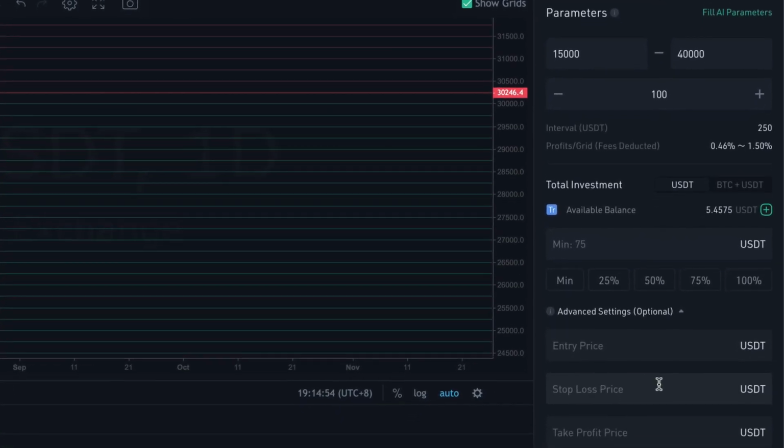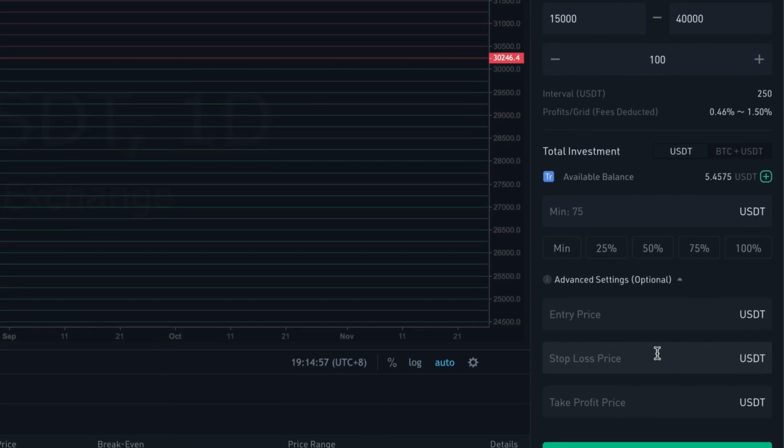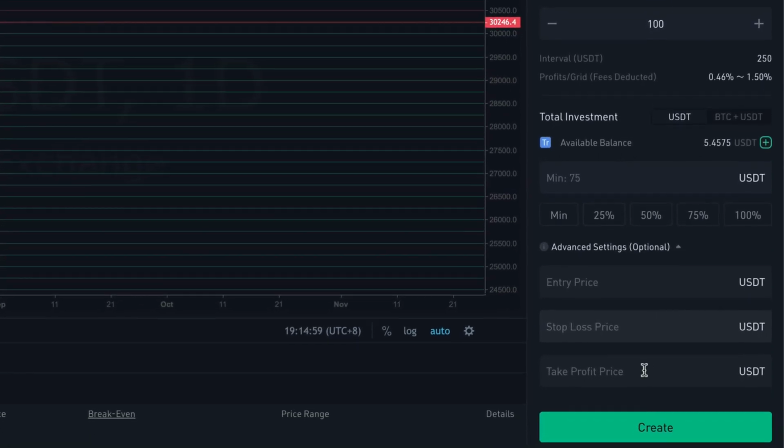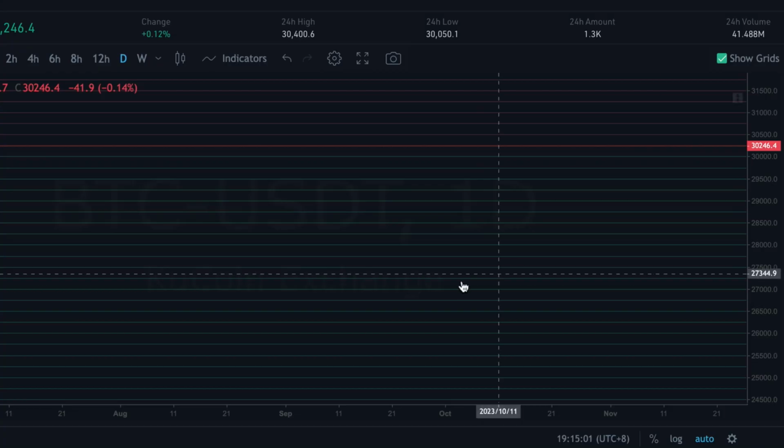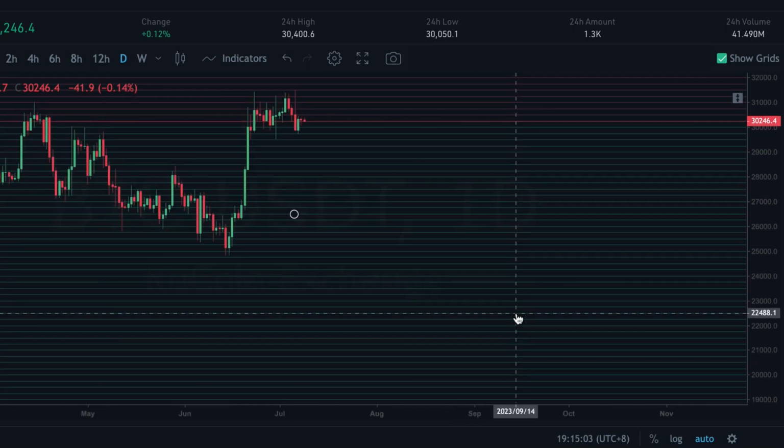This is where you would like the bot to stop and just take all of the losses by selling all the positions. And then take profit is exactly the same thing as a stop loss, but in the opposite direction.